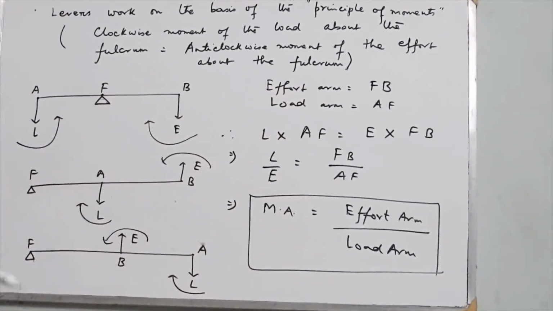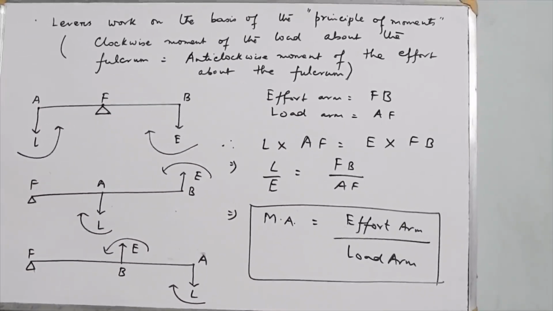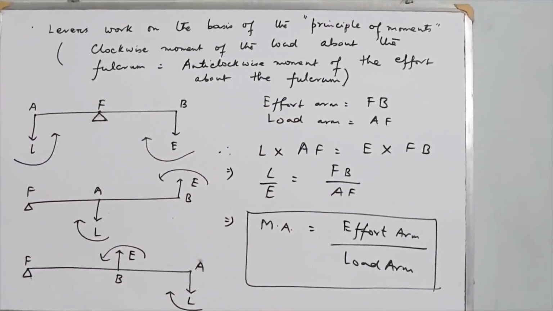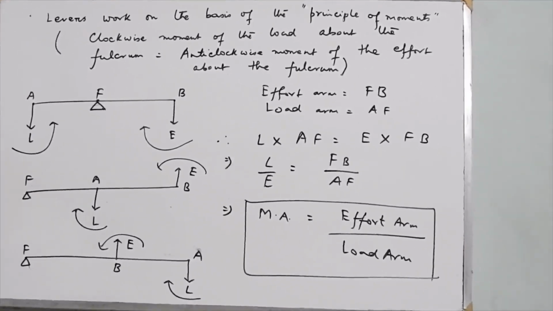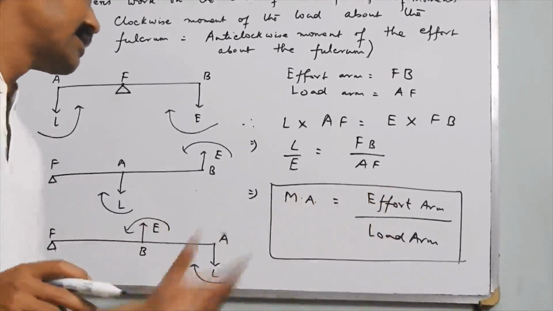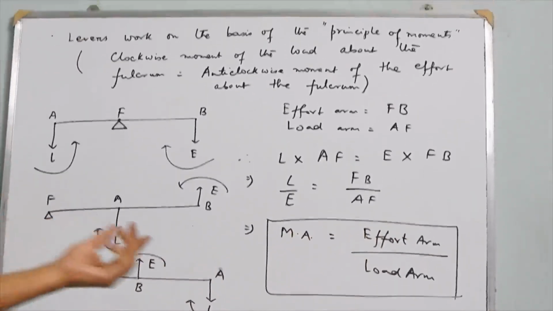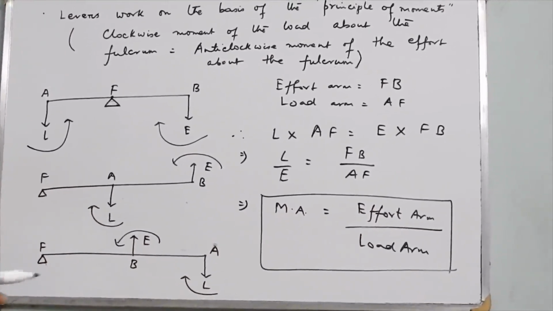So now we can say that for lever, the mechanical advantage is definitely effort arm by load arm. Now, as you can see that if effort arm is greater than load arm, the mechanical advantage will be greater than 1. So the lever will act as force multiplier.